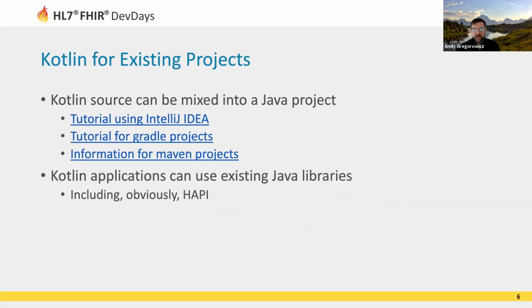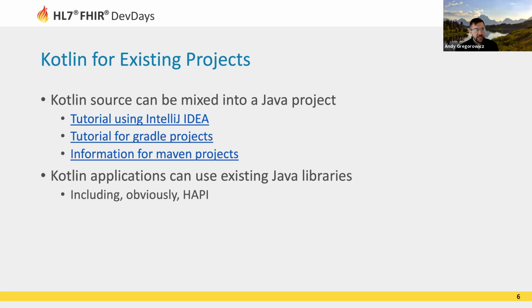So as I mentioned, Kotlin is a language that you can use to mix into your existing Java projects. So you don't have to start over. If you have a Java project that is working with FHIR, you don't have to throw away any of your code. You can start using Kotlin today and keep all of your code in place.